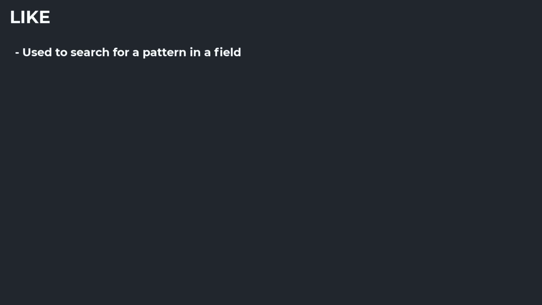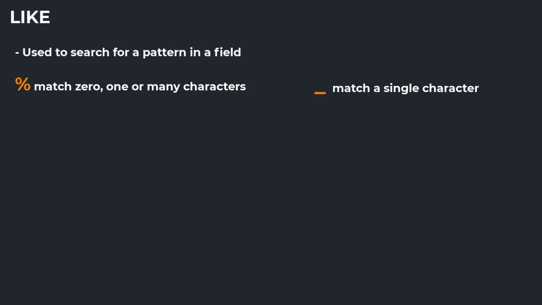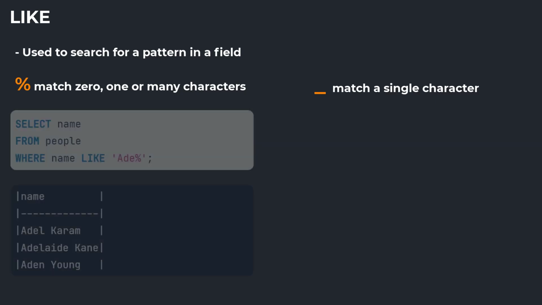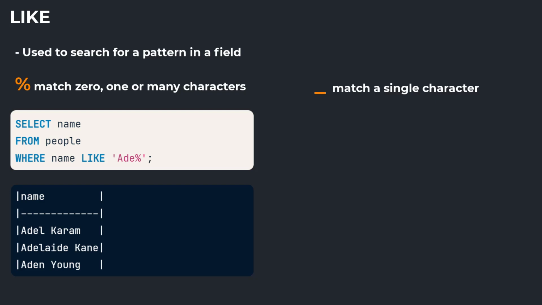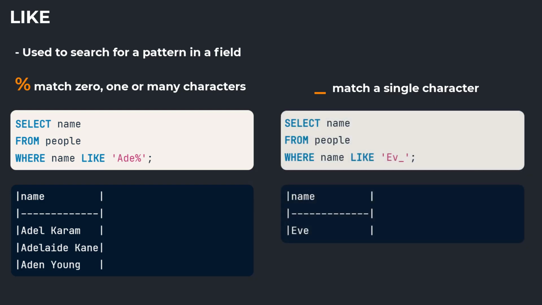In SQL, we can use the like operator with a where clause to search for a pattern in a field. We use a wildcard as a placeholder for some other values to accomplish this. There are 2 wildcards with like, the % and the underscore. The % wildcard will match 0, 1, or many characters in the text. For example, the query on the left matches people like Adele, Adelaide, and Aiden. The underscore wildcard will match a single character. For example, the query on the right matches only 3-letter names like Eve. We'd also see names like Eva if it were in our dataset.